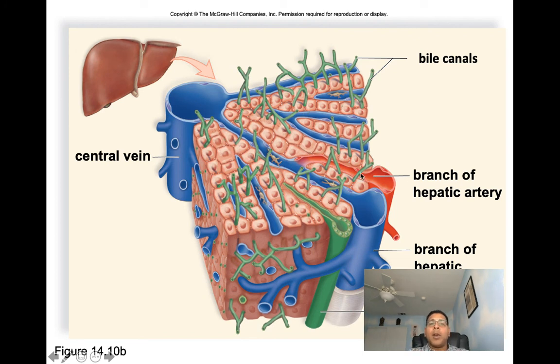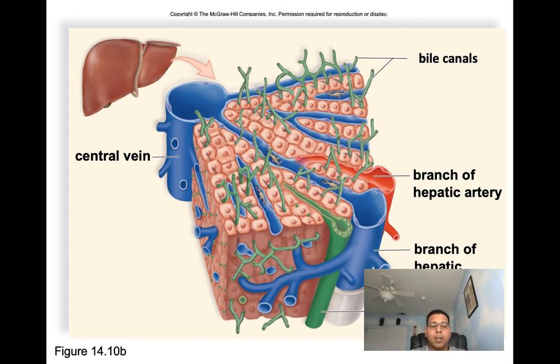So nutrient-rich arterial blood is going to be coming in this way to serve the hepatocytes. And then nutrient-rich blood coming from the intestines is also going to be coming up this way, making its way up towards the central vein. And now bile. Bile is going to be moving in the opposite direction of these other two. Bile is going to be moving in this direction. It moves into this bile duct, so that way it can be removed out of the liver and make its way over to the duodenum.